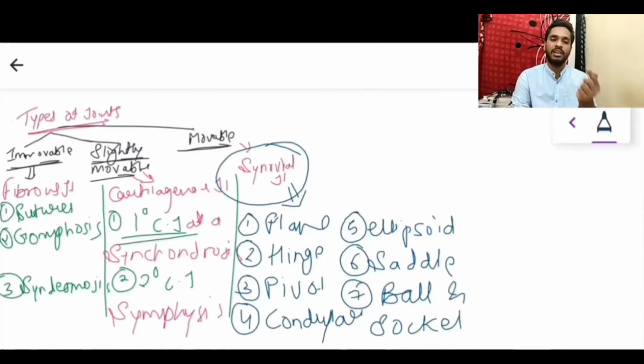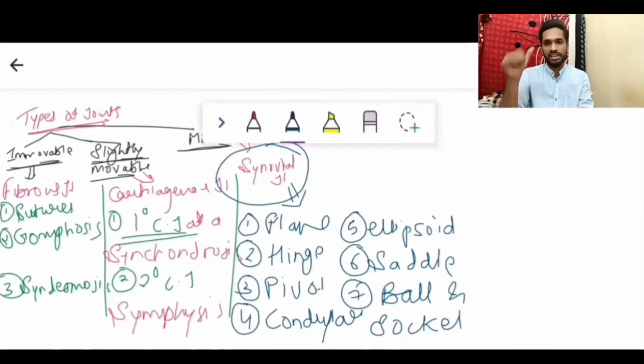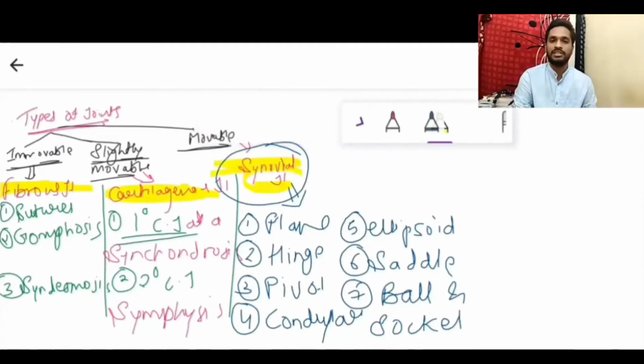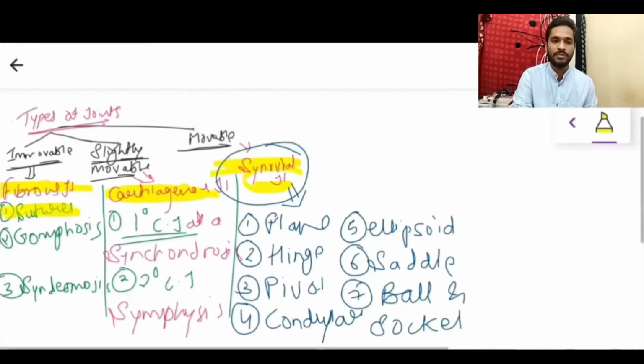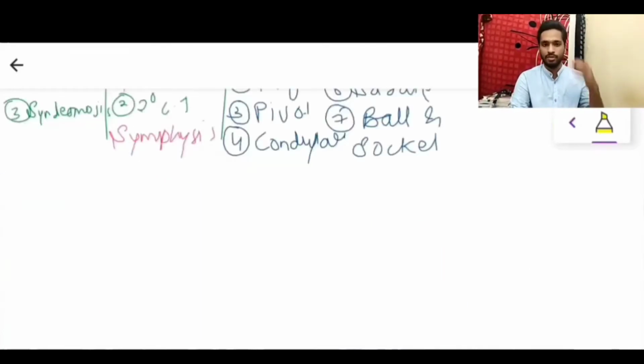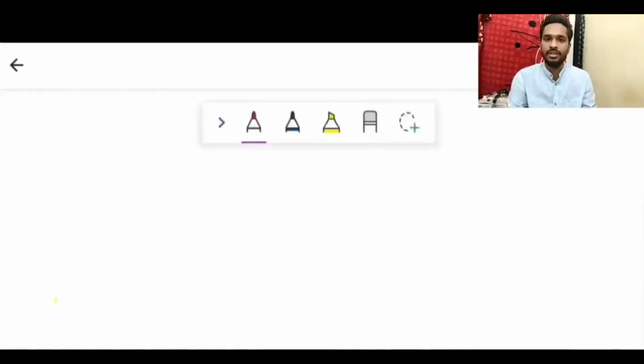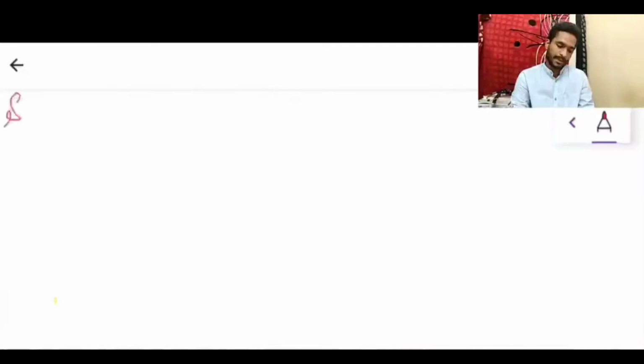Now we'll discuss examples of each type of joint and a few important points about each of them. We'll start from the fibrous joint. The first one is the sutures. Sutures, we know, are usually in the skull, between two adjacent skull bones. There are also different types of sutures.